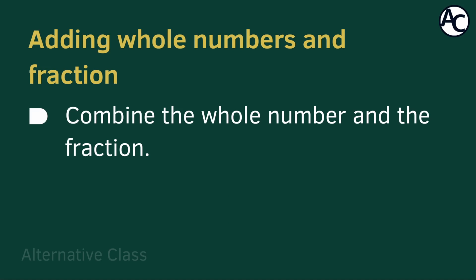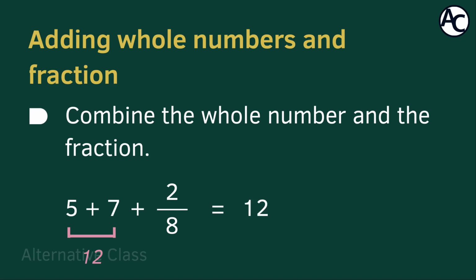Let's have another example. 5 plus 7 plus 2/8. First, add the whole numbers to simplify. 5 plus 7 is 12. Then combine the whole number and the fraction. So the sum is 12 and 2/8.